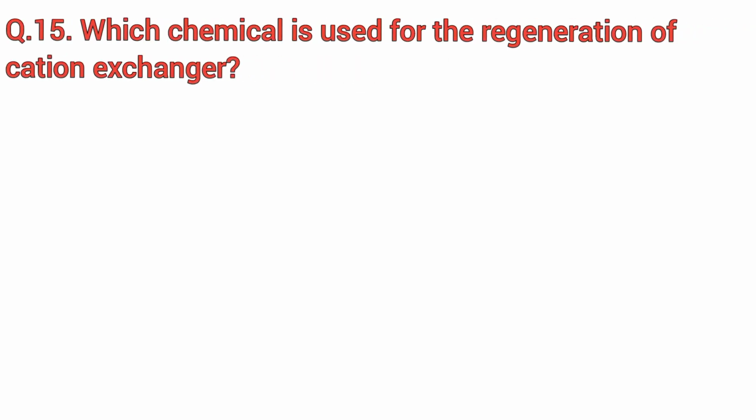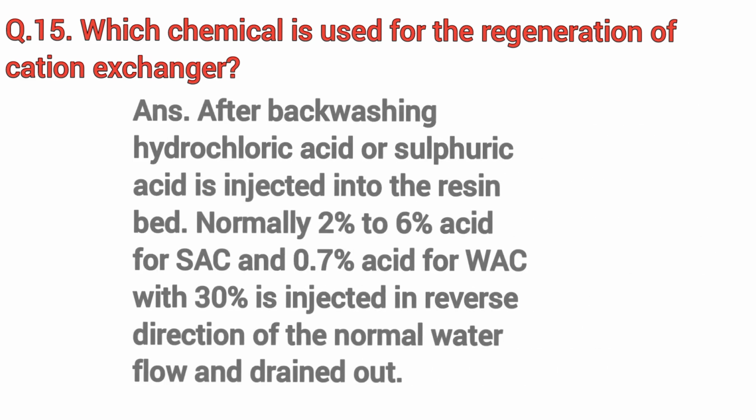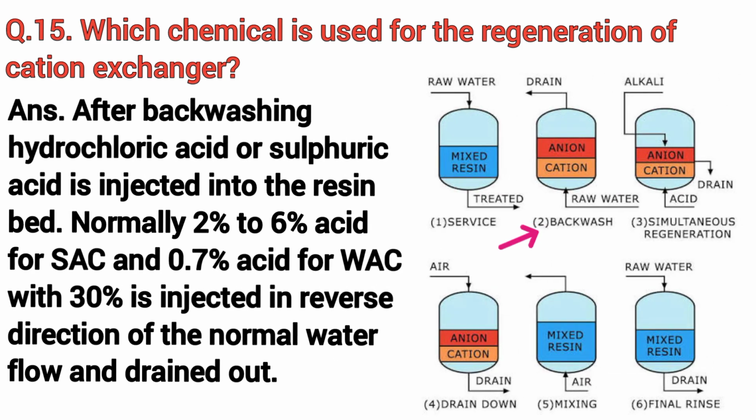Which chemical is used for the regeneration of the cation exchanger? After backwashing, hydrochloric acid or sulfuric acid is injected into the resin bed. Normally 2% to 6% acid for SAC and 0.7% acid for WAC, with 30% concentration, is injected in the reverse direction of the normal water flow and drained out.